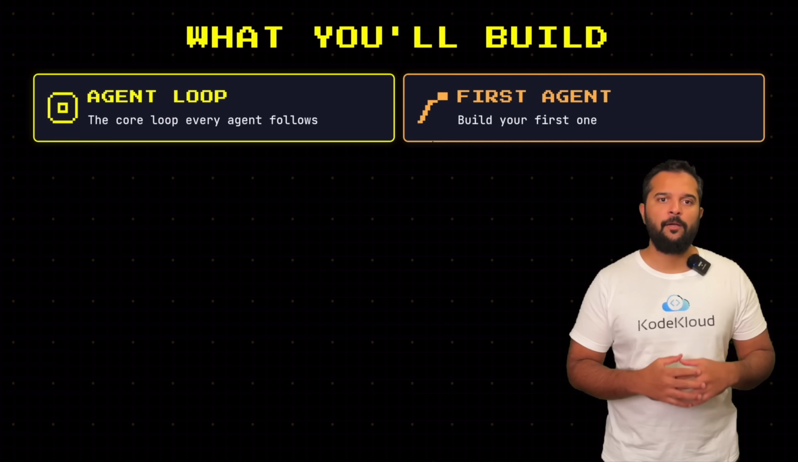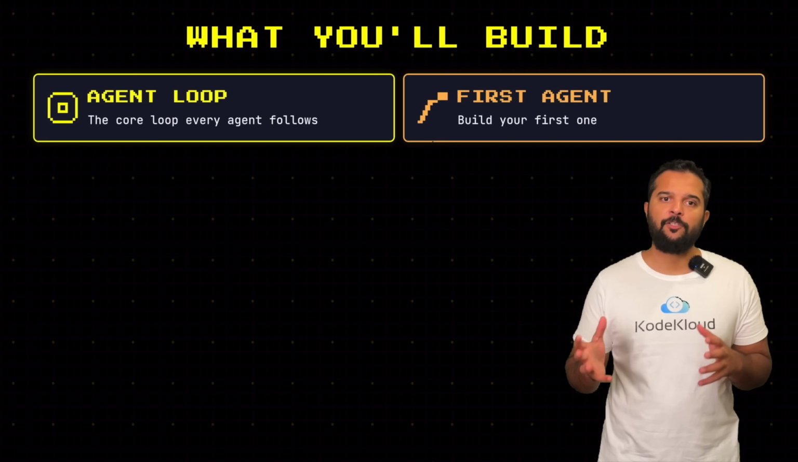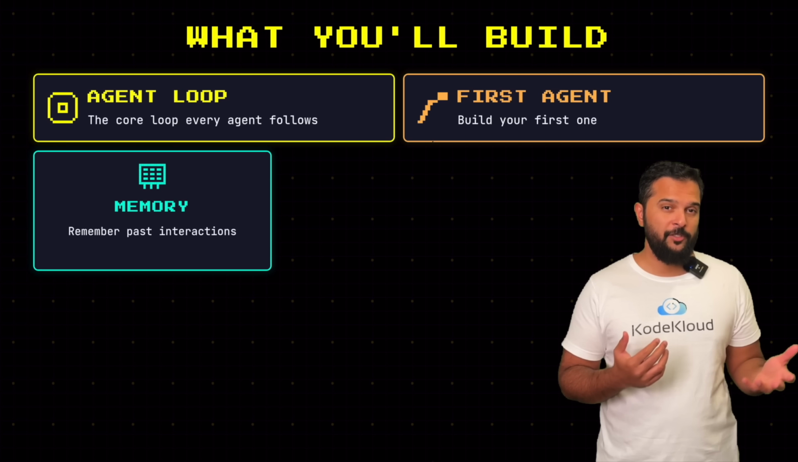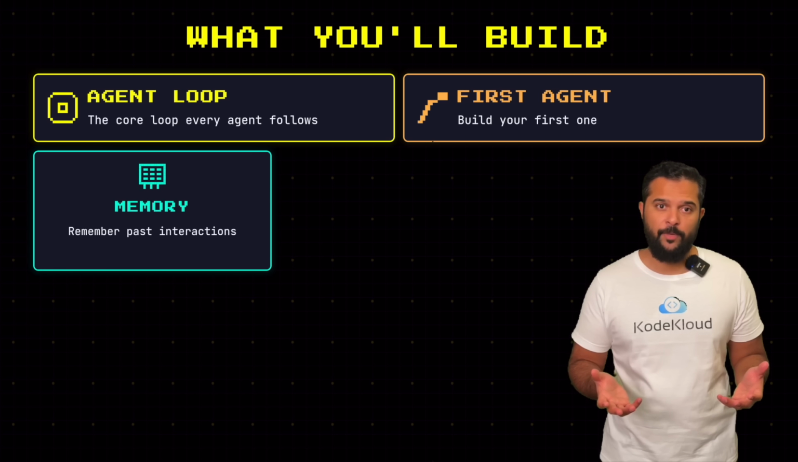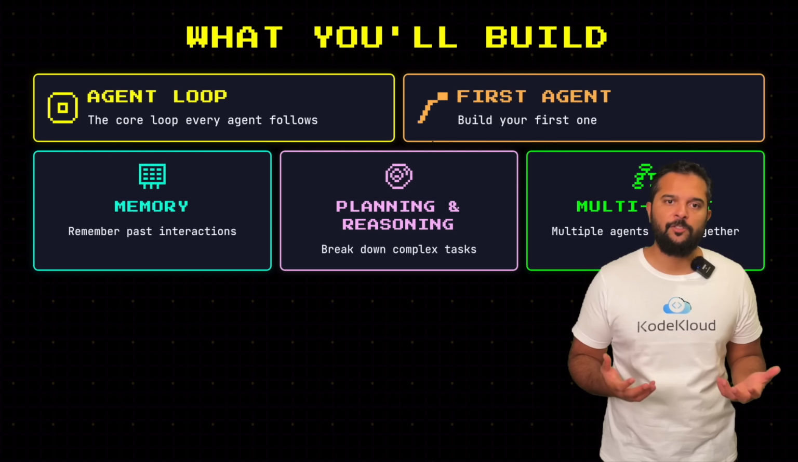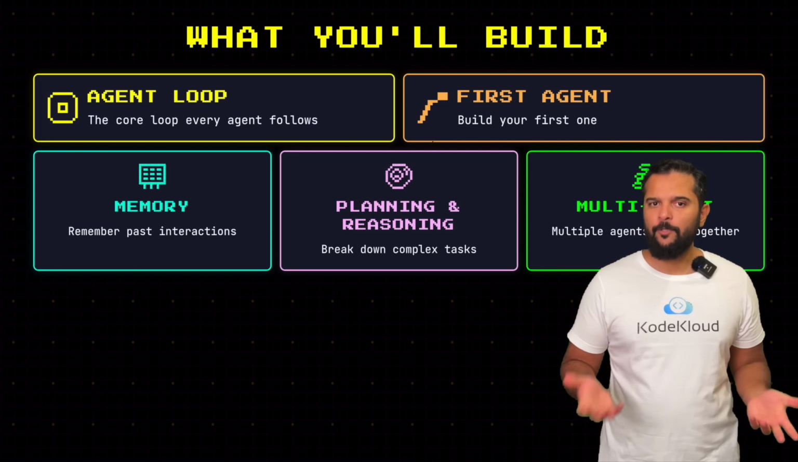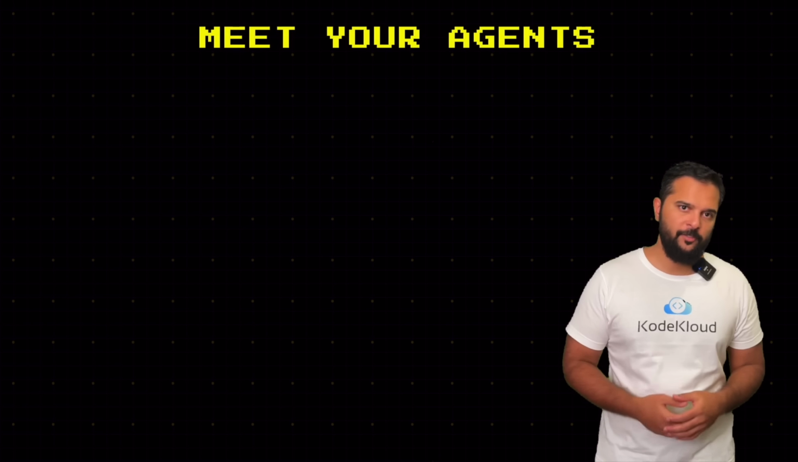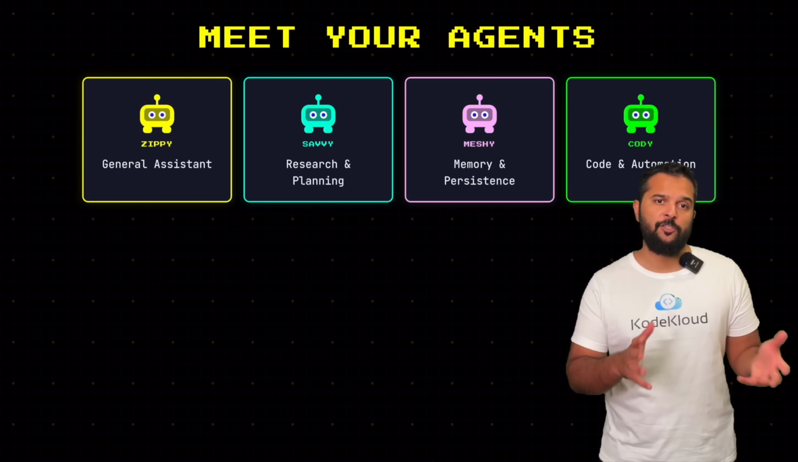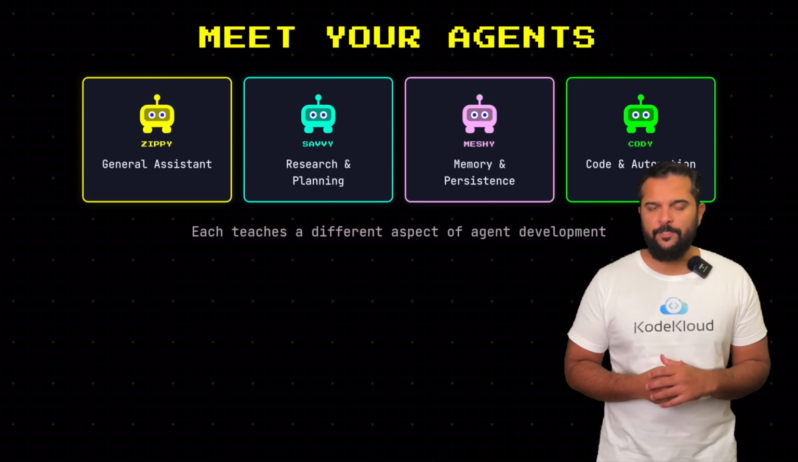From there, we'll layer on the components that make agents truly capable. Memory so they can remember past interactions, planning and reasoning so they can break down complex tasks, and multi-agent systems where multiple agents work together. Along the way, you'll meet our 4 ghost characters. So we have Zippy, Savvy, Meshi, and Cody, each one designed to teach you a different aspect of agent development.